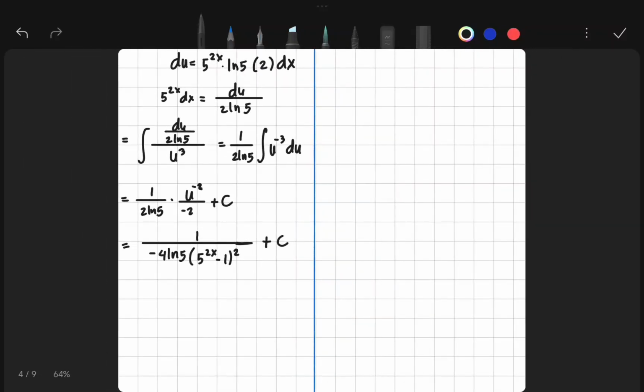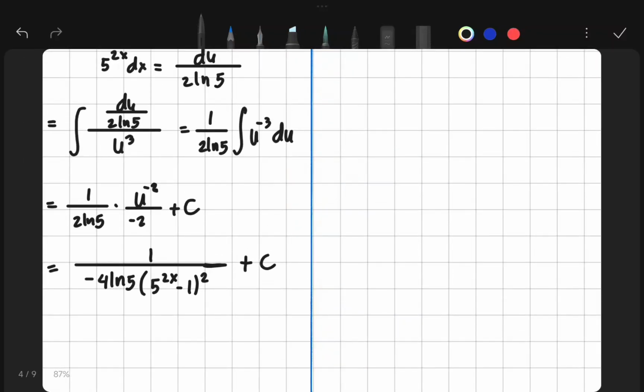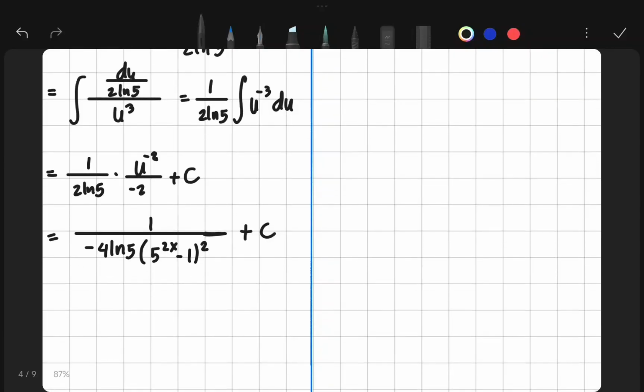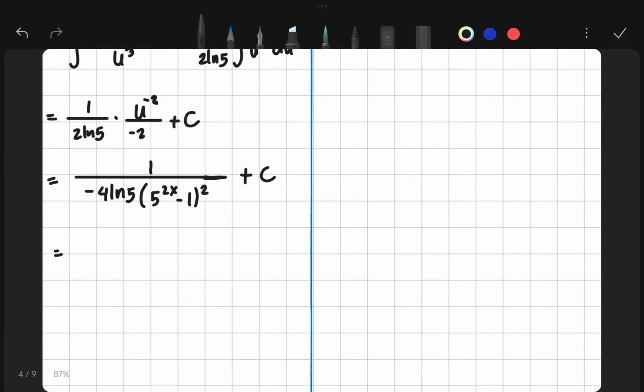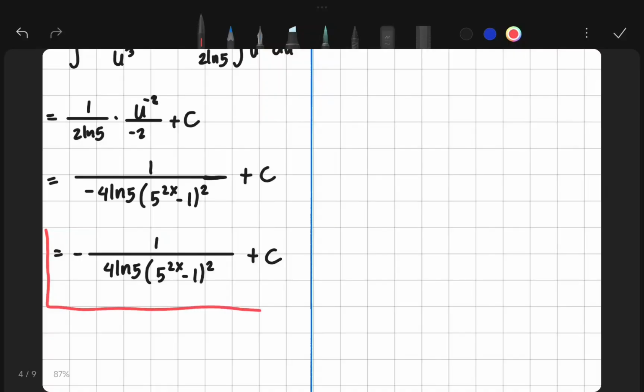You can also put the negative here like this. So this is now our final answer.